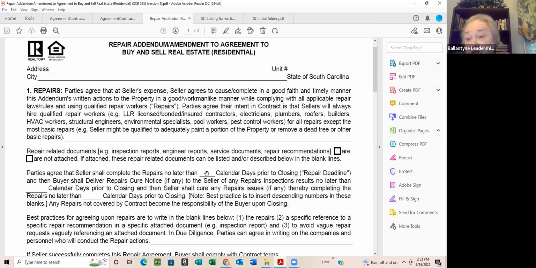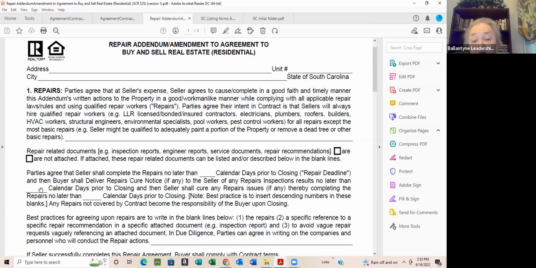If it's scheduled to close the 30th, they're going to want to have it 10 days earlier, which would be the 20th. Then by the 20th, the buyer should have a right to come in and inspect the property and make sure all the items have been repaired satisfactorily. If for whatever reason they have not been repaired satisfactorily, they are to give notice about 5 calendar days prior to closing, or even 7 days, whatever time frame that you want to go on.